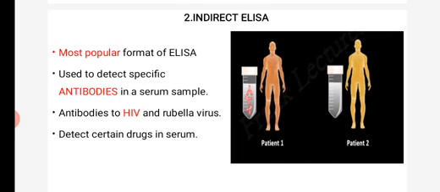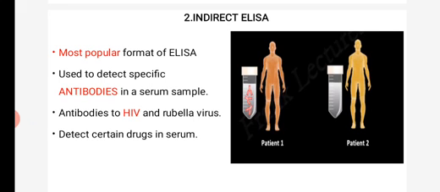Hi students, this section is for indirect ELISA detection. The most popular format of ELISA. This indirect ELISA is used to detect specific antibodies in a serum. Already you learned that the direct ELISA is used for detecting specific antigen in the serum, but indirect ELISA is used to detect specific antibodies in a serum sample.